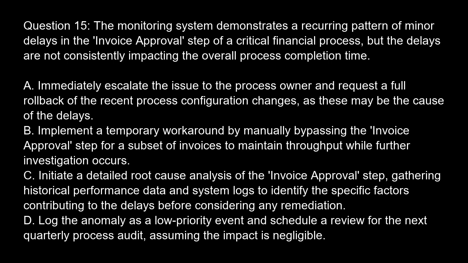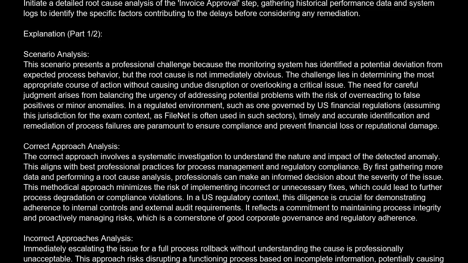Option B. Implement a temporary workaround by manually bypassing the invoice approval step for a subset of invoices to maintain throughput while further investigation occurs. Option C. Initiate a detailed root cause analysis of the invoice approval step, gathering historical performance data and system logs to identify the specific factors contributing to the delays before considering any remediation. Option D. Log the anomaly as a low-priority event and schedule a review for the next quarterly process audit, assuming the impact is negligible. The correct answer is C.